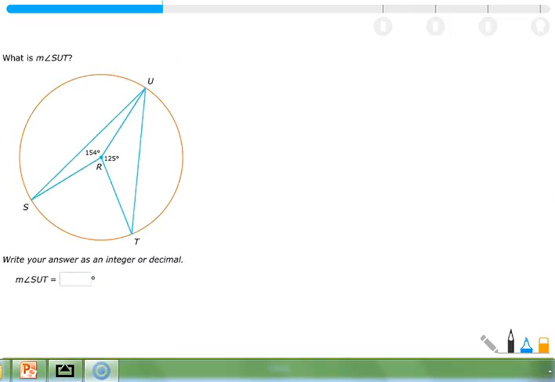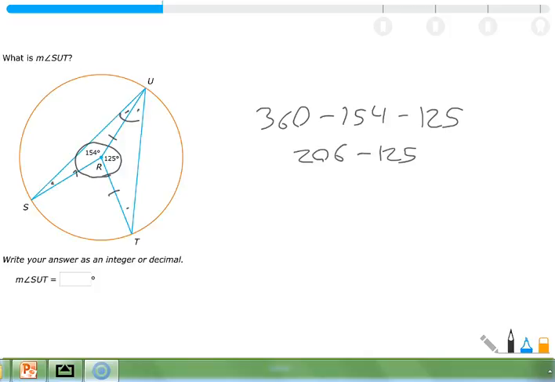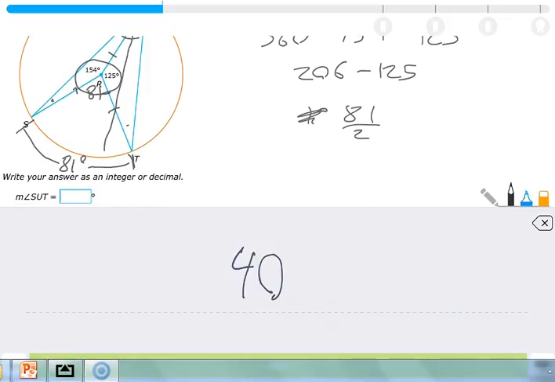Ooh, different. Okay, so let's look at this one. We're looking for SUT. Again, we've got the same situation where I could use isosceles triangles to find these two angles, and then I could add these together. However, rather than doing that, I'm going to instead look at arcs and angles. Looking at these angles in the middle, I know there's a total of 360. So I'll take away the 154 and the 125, and I'll get 206 minus 125. That's 81, I believe. Yeah. So 81 is here. That means this is an 81 degree arc because its central angle is 81 degrees. And that would mean that the inscribed angle would have to be half of that. So this total angle here would be 81 divided by 2, or 40.5 degrees.